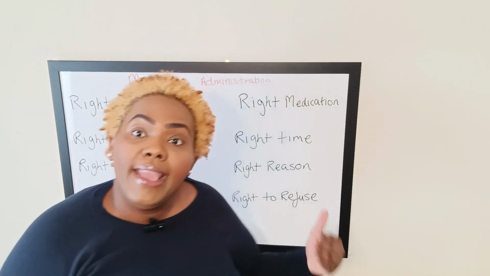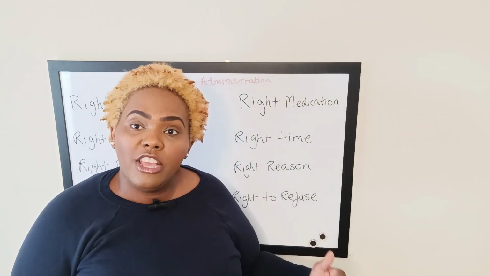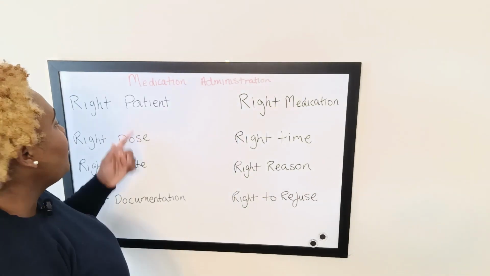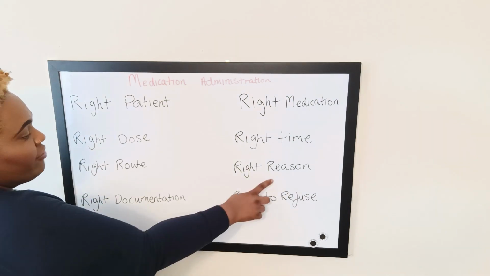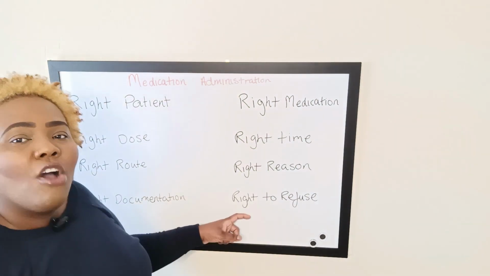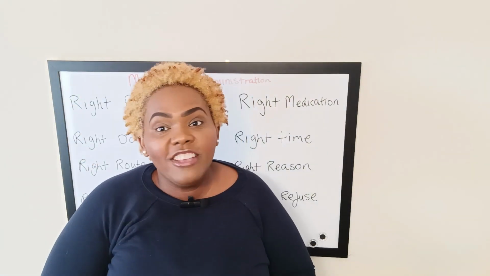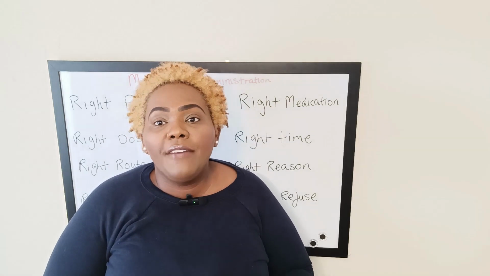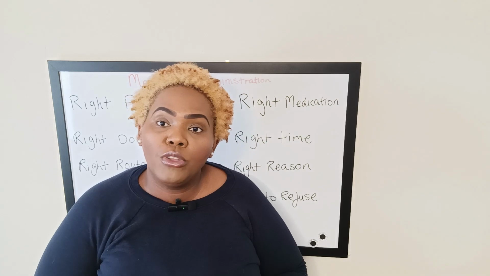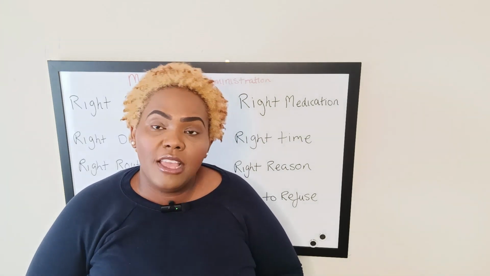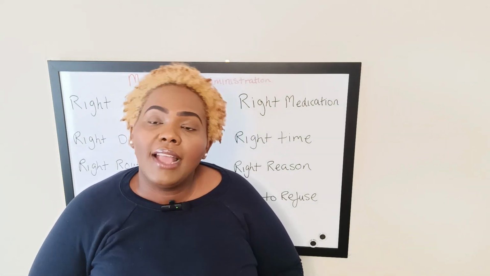So again, our 8 rights for safe, accurate medication administration are right patient, right medication, right dose, right time, right route, right reason, right documentation, and right to refuse. So medication administration is something that you have to make sure and be very, very particular with. You have to be serious about what you're doing. You have to be concise in what you are doing, because medications can harm our patients.